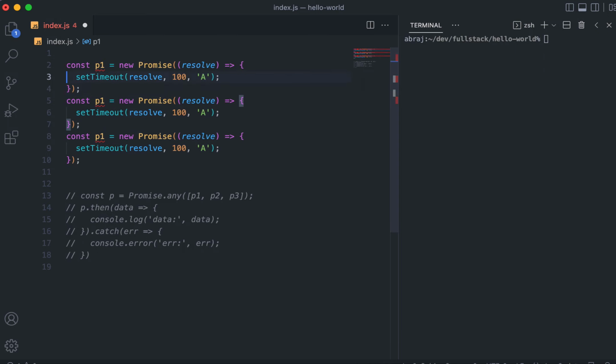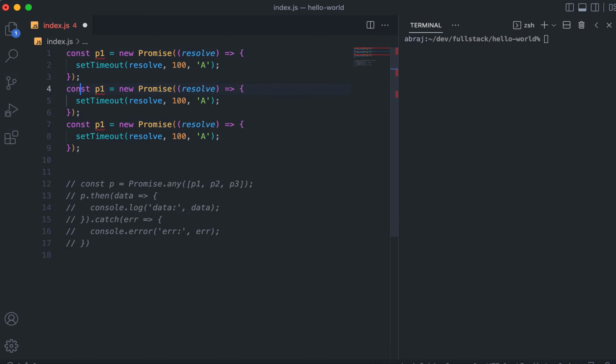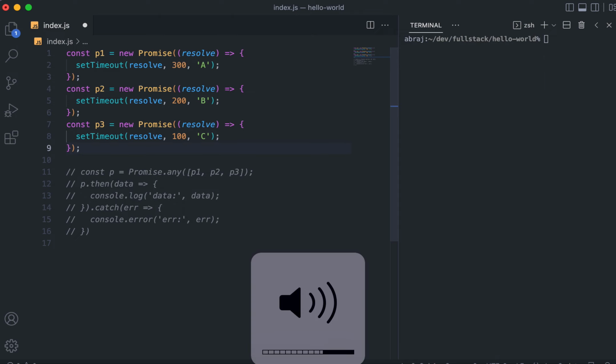Let's say P1, P2, P3. So let's say this is P2, this is P3, and they are resolving with the different values A, B, C, and right now let's take different times also. Later we'll see what happens when the timings are also the same. But yeah, so you can see that this third promise is resolving after 100 milliseconds. This is after 200, and this is after 300 milliseconds, right?